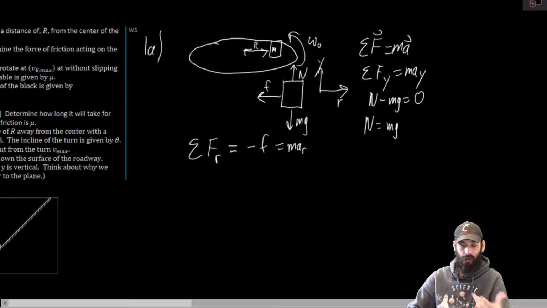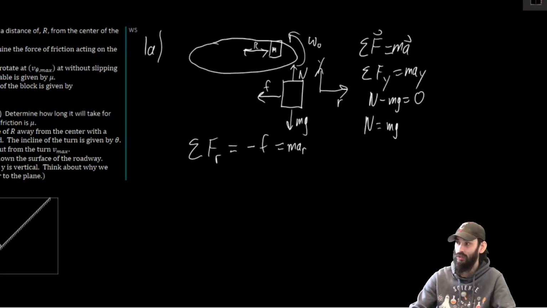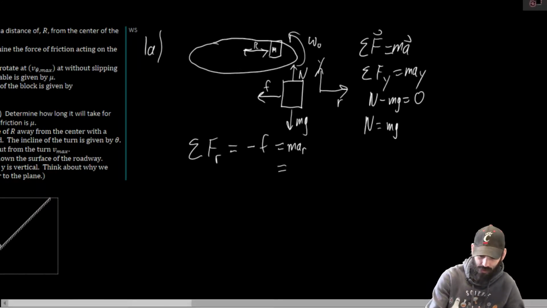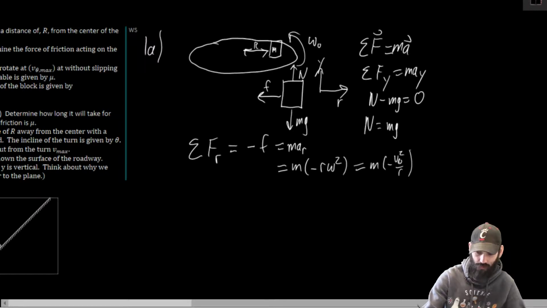So here, we know that this is going to be something that's going in a circle, so the acceleration is going to have to do with the acceleration in the radial direction. We know that from our derivation, we can write this in one of two ways. We can say that this is going to be equal to m times minus r omega squared, or this is also equal to m times minus v_theta squared over r, okay?